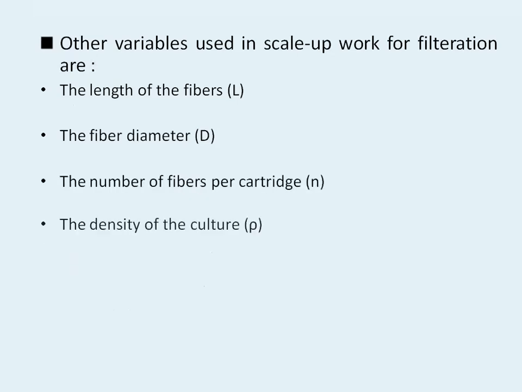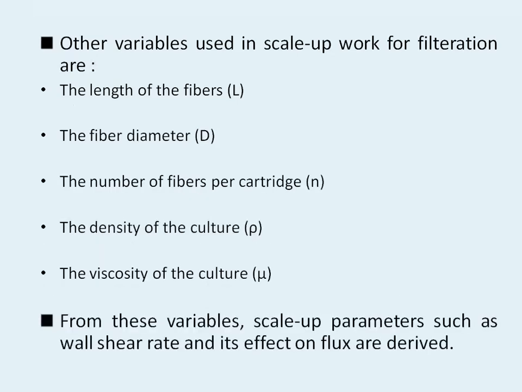Then other variables, when we talk about this biological product in relation to filtration, are the length of the fibers, means the fibers which we are using to prepare that filtration material. Then its diameter, fiber number, then density, then viscosity of your culture. So from these variables, scale up parameters such as the wall shear rate and its effect on the flux are derived.